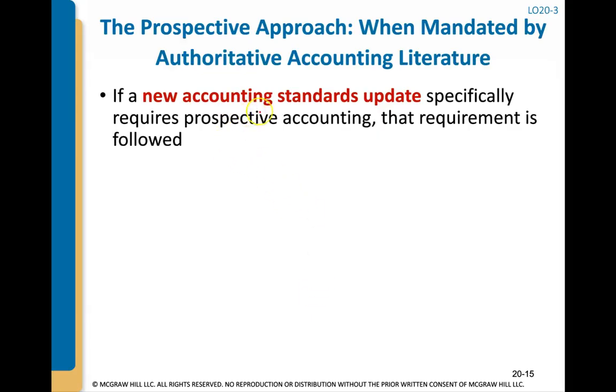Sometimes there's a new accounting standard that specifically requires prospective accounting, then that's what's followed. Because usually when we have a new accounting standard, typically it's retrospective, sometimes modified retrospective, but if it specifically states that it should be prospective, then that's how it should be accounted for.